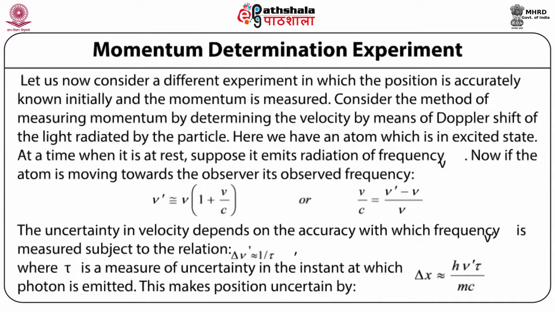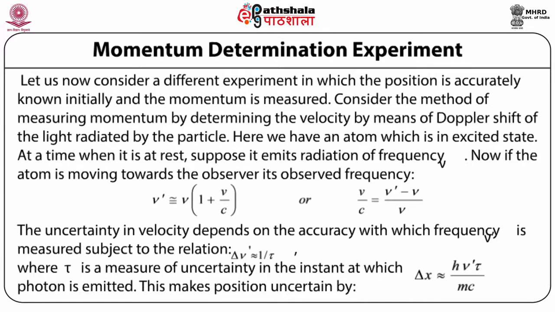So what will happen? If the atom is moving towards the observer, its observed frequency will change because of the Doppler shift, and that change in the observed frequency can be seen from the formula mu prime is equivalent to mu within brackets 1 plus v by c, or v by c is equal to (mu prime minus mu) upon mu, where mu prime is the observed frequency of the atom and mu is the actual frequency of the emitted radiation.